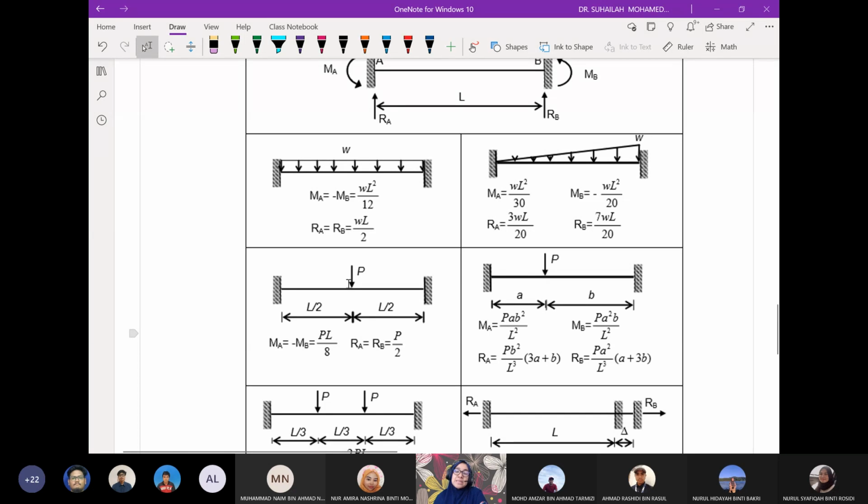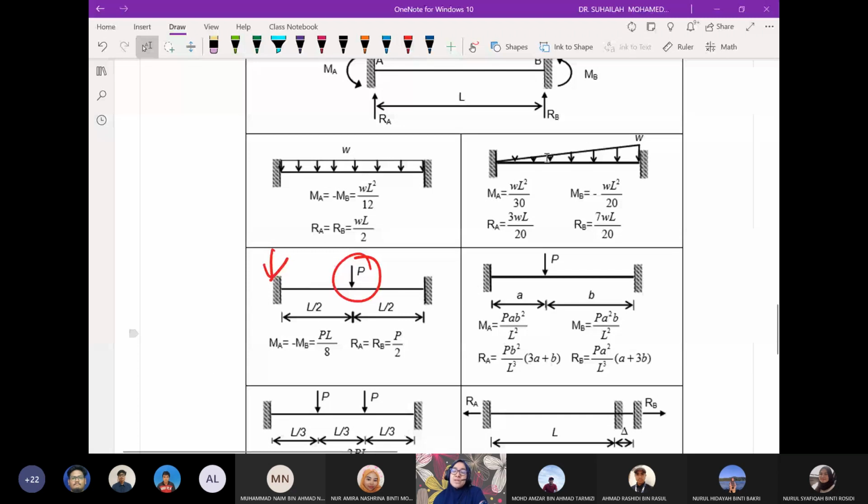If for example this P is located at the support, it does not become intermediate loading. It does not become Q naught, it becomes Q. So we should be able to differentiate which one is Q naught and which one is Q. That's why in this case there is no moment. The moment is applied at the node, so it is Q, not Q naught. Q naught is the intermediate loading. So all these are intermediate loading.